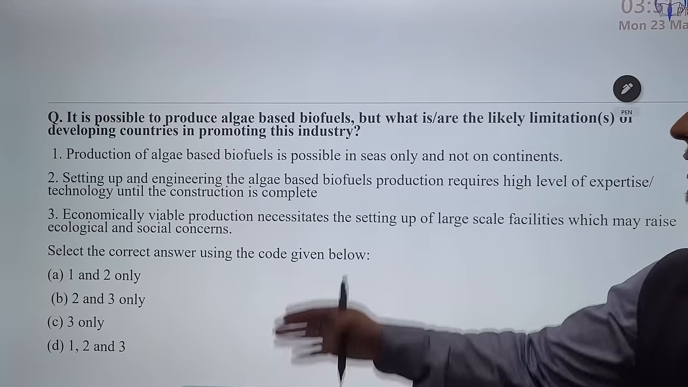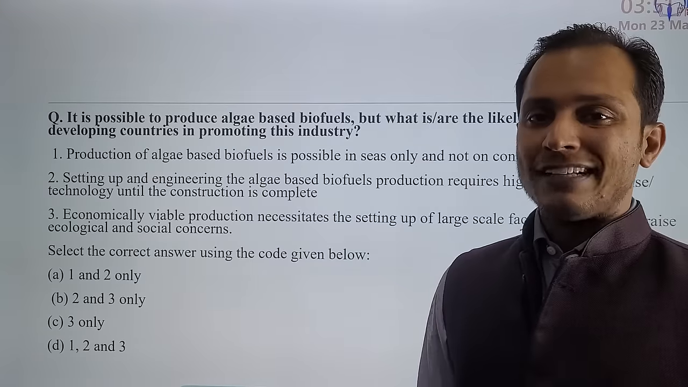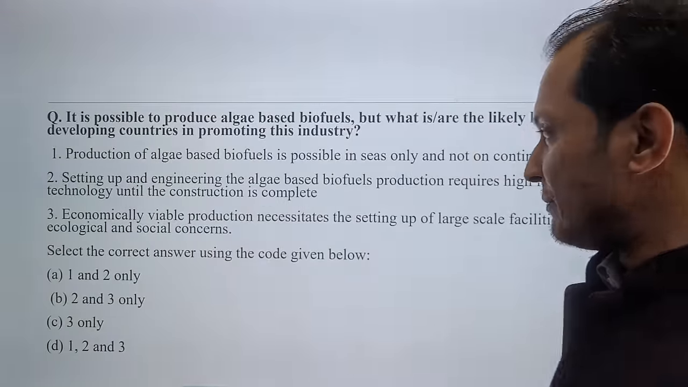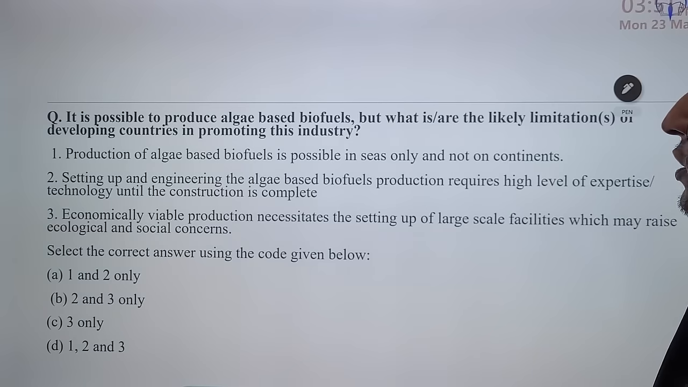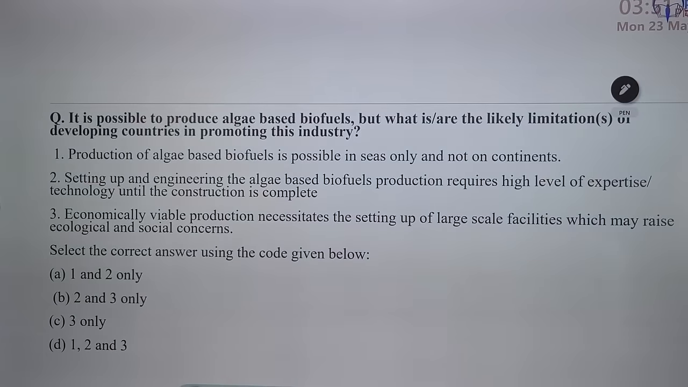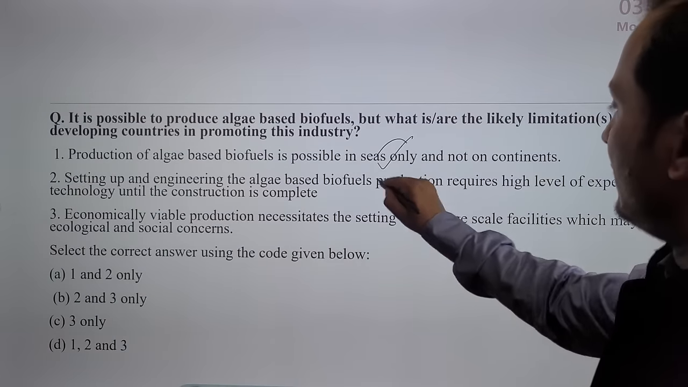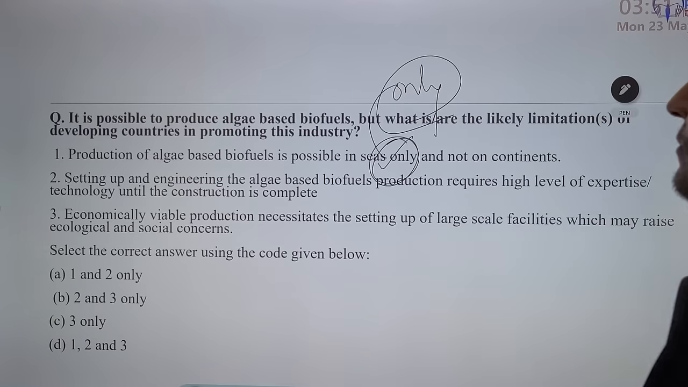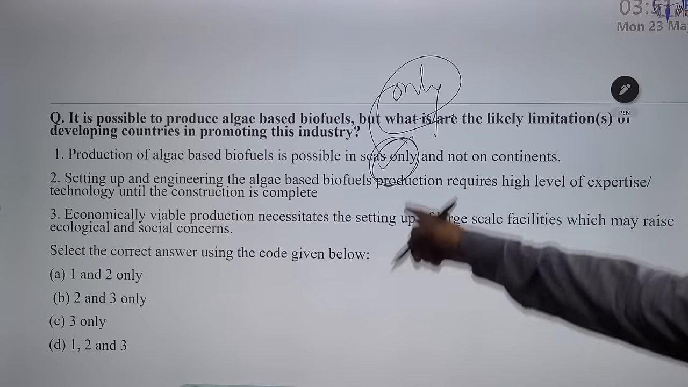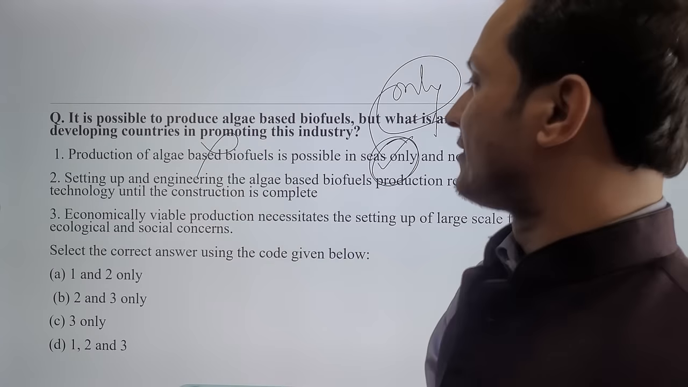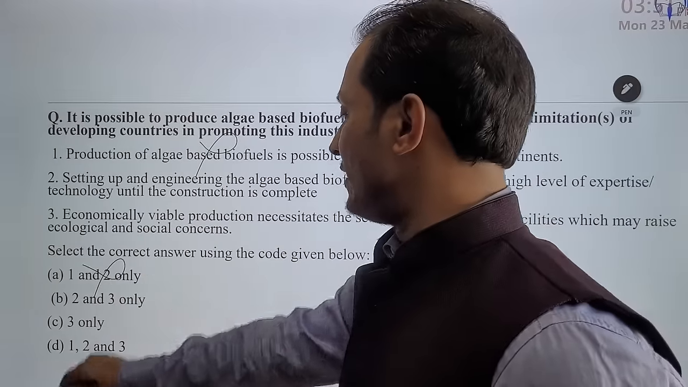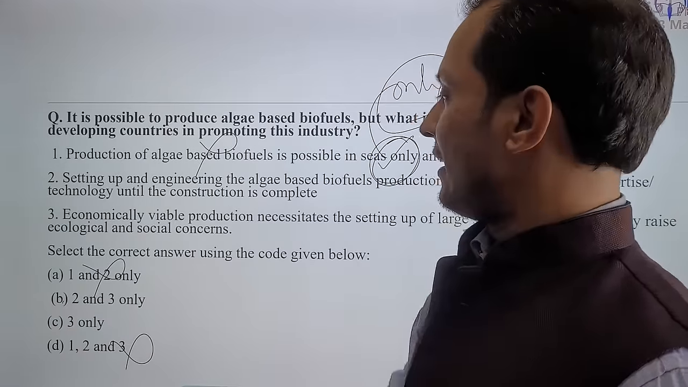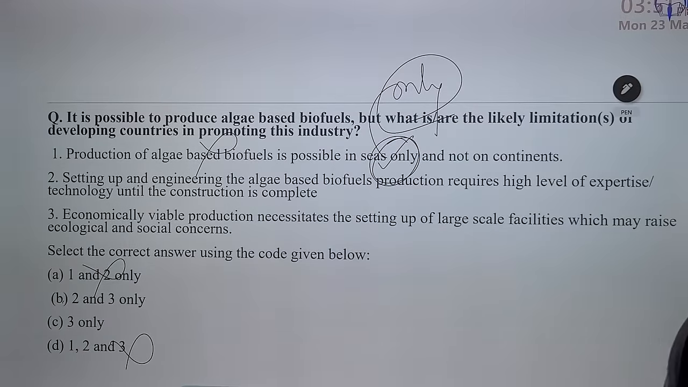Here also, this question is on algae based biofuel. Let us read the 3 statements. The first statement says that production of algae based biofuel is possible in sea only. In sea only. Again, only is a radical word, an extreme word, which is there in our list. And since it is in our list, we will eliminate this. Once we eliminate this, we're left with only B and C. And the answer is B and C.